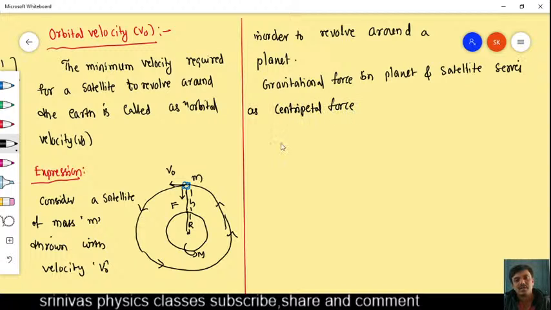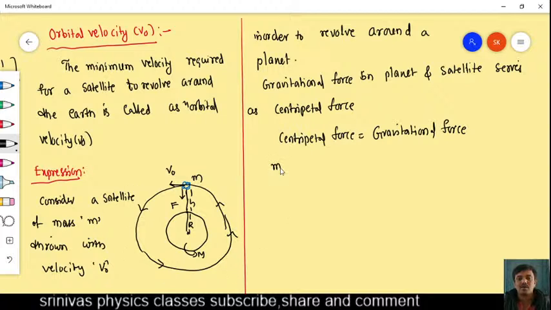And who is providing the centripetal force? Centripetal force should act toward the center of Earth. Then the condition is that centripetal force should be equal to gravitational force. While deriving the escape velocity formula, we used the condition that kinetic energy equals potential energy. But while deriving the orbital velocity formula, we have to take the condition centripetal force equals gravitational force. To move in the circular path, centripetal force is required.